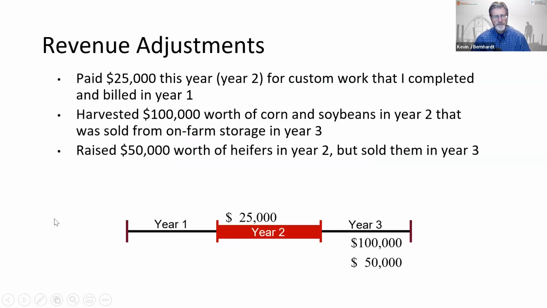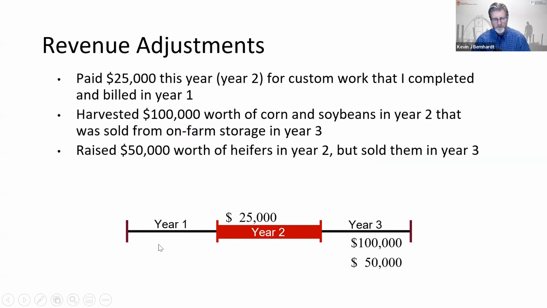Here's another example of accrual revenue adjustments. Let's look at the first bullet point here. I was paid $25,000 this year, year two. If you look down at the bottom, year two is the year we're concerned about. This is the year we're developing the income statement for, this area of red. So I did $25,000 of custom work that I completed and billed in year one.